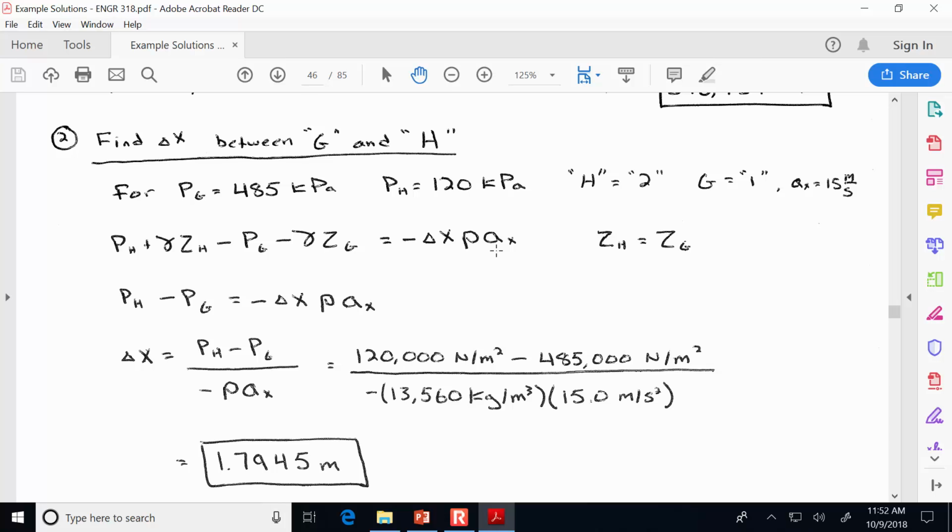And again, we've got a delta x as the distance now, instead of a delta z. The L direction is whatever direction the acceleration is. Horizontally, because we know G and H are at the same elevation, there's going to be some delta x distance between them, and the acceleration will be in x. We just cancel out the two elevations because they're on the same elevation, so they're removed from the expression on the left. All we're left with is this change in pressure, and you can rearrange for delta x and get that it's 1.79 meters.